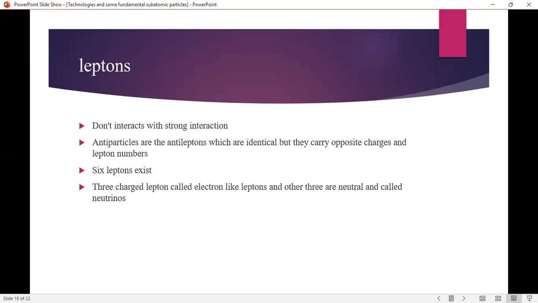Third one is leptons. Leptons don't interact with the strong interaction. It means leptons can interact but not through strong binding. Antiparticles of leptons are called antileptons, which are identical but carry opposite charges and lepton numbers. In nature, 6 lepton particles exist: 3 charged leptons, called electron-like leptons, having negative charge, and the other 3 are neutral, and they are called neutrinos.